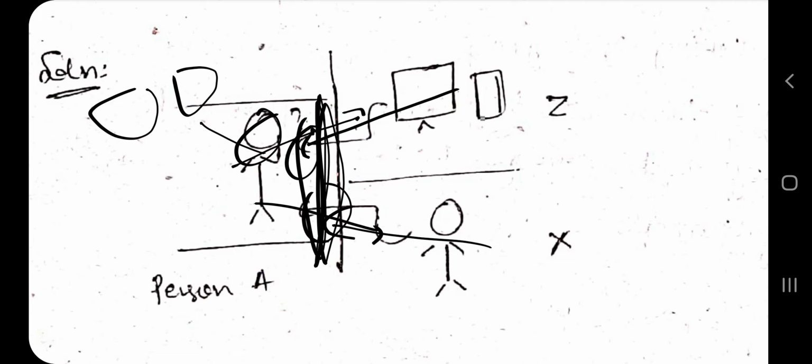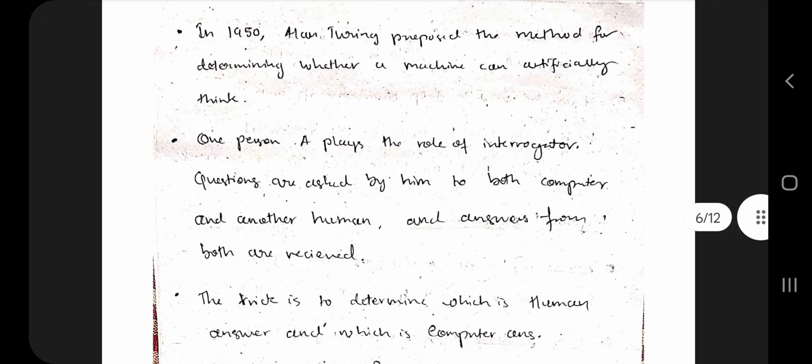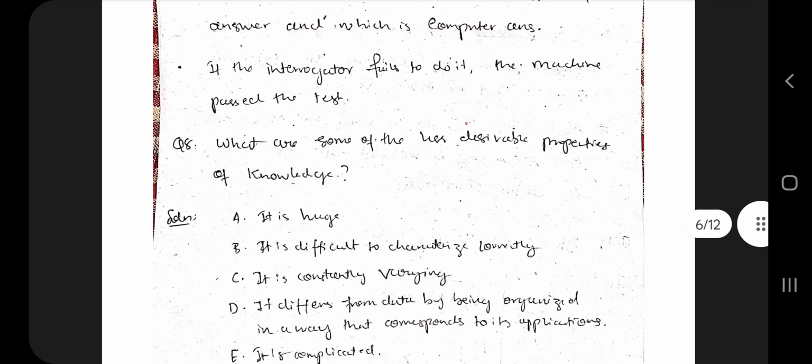He doesn't know which reply is from the computer and which reply came from the human, and he should be able to identify for sure whether a reply is human or computer. If he is able to classify which is computer and which is human, it means that the computer is not able to think as intelligently as a human. Otherwise, if he is not able to identify which is computer and which is human, that means the computer passed the test and it is fit for real life situations. That's what the Turing test is, and the same thing I mentioned here also. You can go through it.